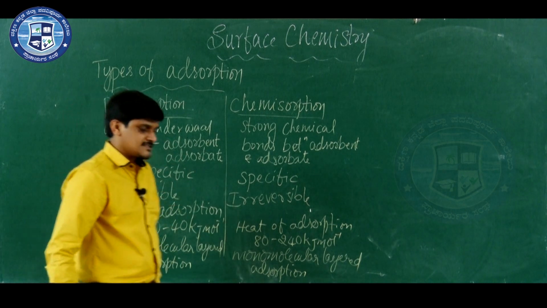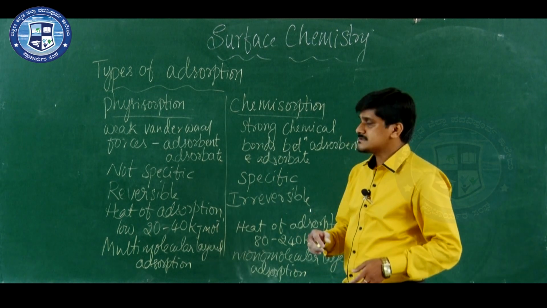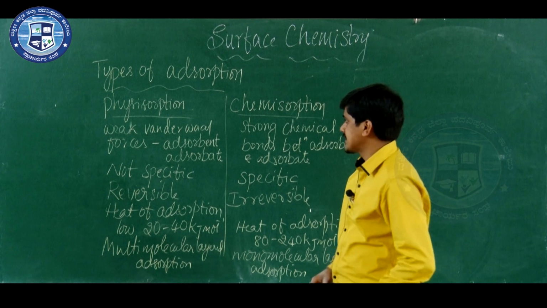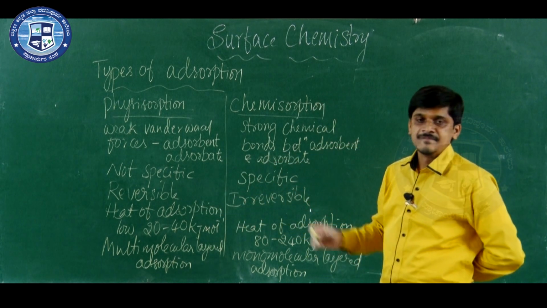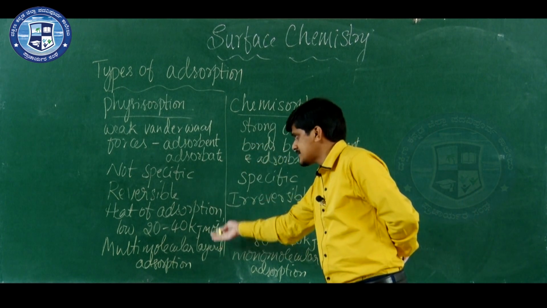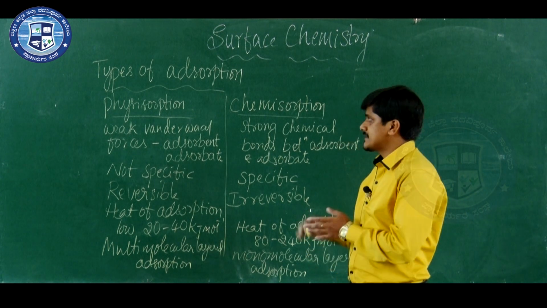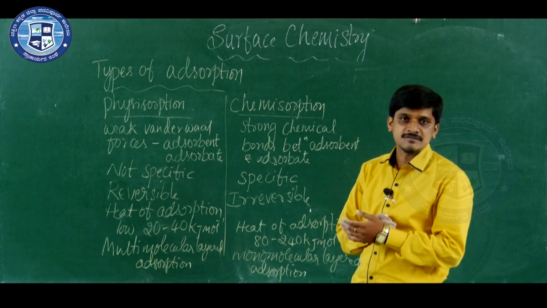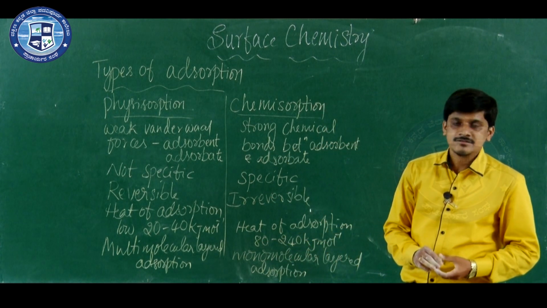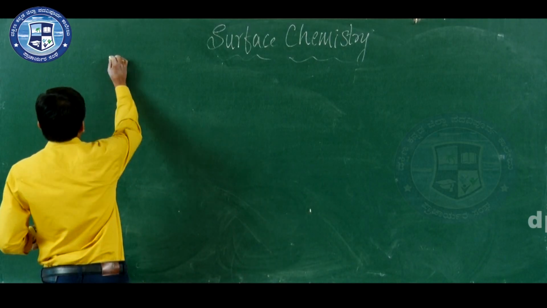Now in the examination there will be a question on this: write any two differences between physisorption and chemisorption. It is a 2 mark question. You should remember any two differences. Okay, there will be definite questions on this physisorption and chemisorption difference. So, these are the types of adsorption. So next concept, adsorption isotherm.